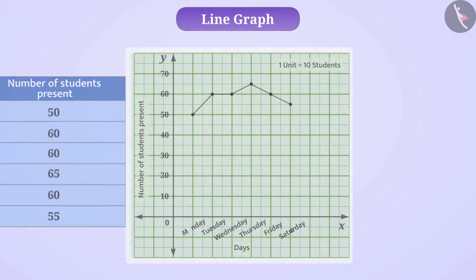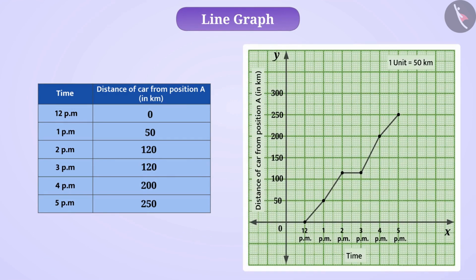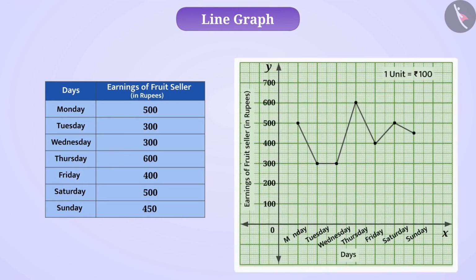Similarly, the distance traveled by a car at different times can also change, which can be presented as a line graph. A fruit seller's earning for each day of the week can also change, which we can represent as follows.